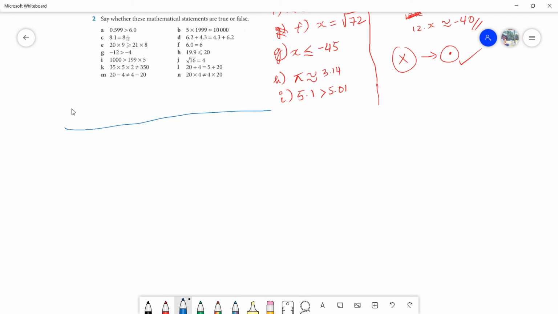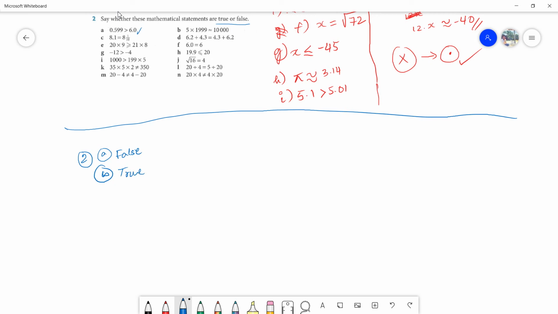All right. Number 2a, it says say whether these mathematical statements are true or false. Okay, the first statement, it says 0.599 is greater than 6.0, which is false because clearly 6.0 is greater. Then B, 5 times 1999 is approximately equal to 10,000, which is true.